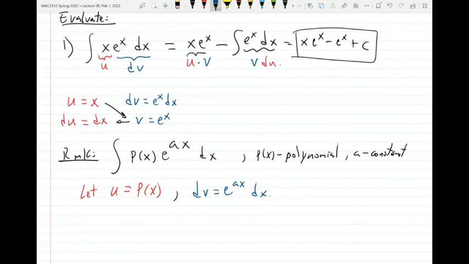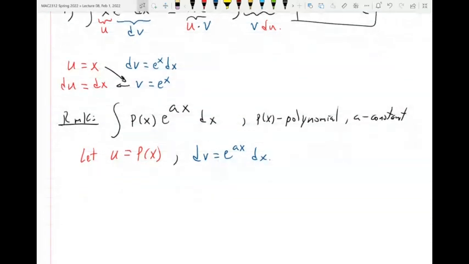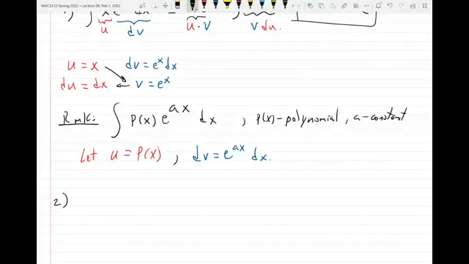Okay? That's what we can learn from here. Let me show you another one. Again, on Thursday, we're going to do more. This is just to show you a technique so that you can start working on the review, because in the review, there are problems that involve integration by parts, the homework, and all of that.